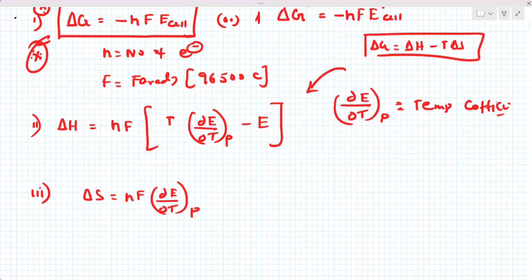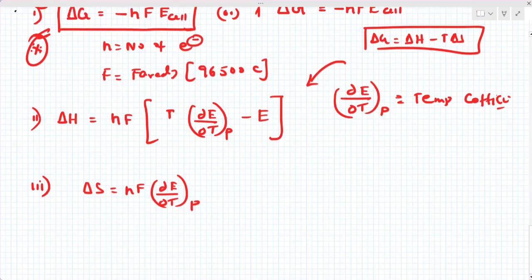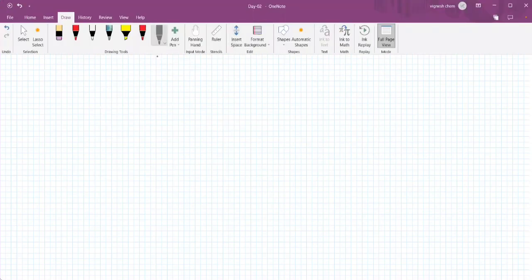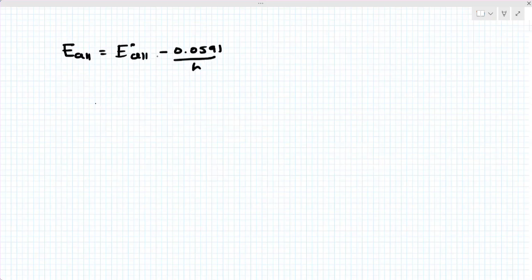Now I'm going to find out the equilibrium constant. How to find out the equilibrium constant? Very important. Using this equation again, simple. Write the Nernst equation first: E cell is equal to E naught cell minus 0.0591 by n into log Q. Right? Log Q.